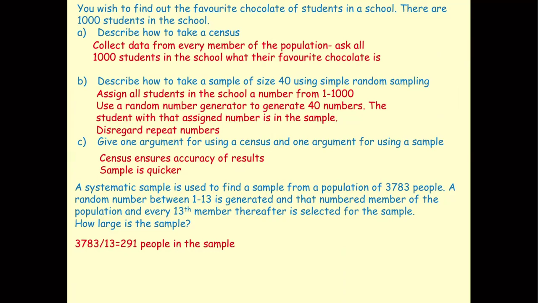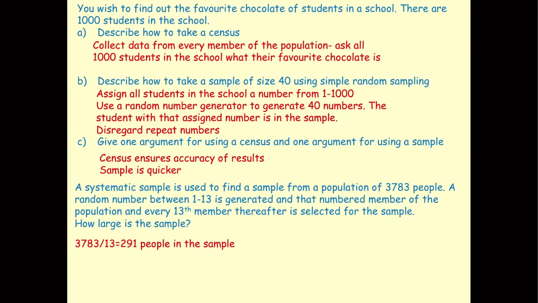A systematic sample is used to find a sample from a population of 3,783 people. A random number between 1 to 13 is generated, and that numbered member of the population and every 13th member thereafter is selected for the sample. How large was the sample? So hopefully you got 291.